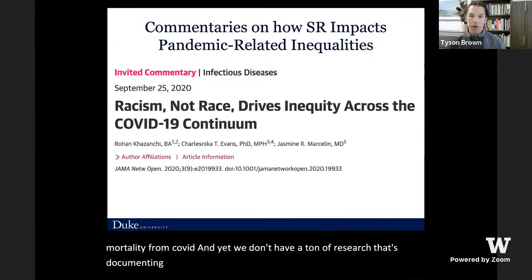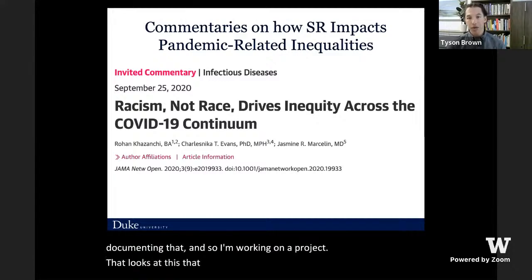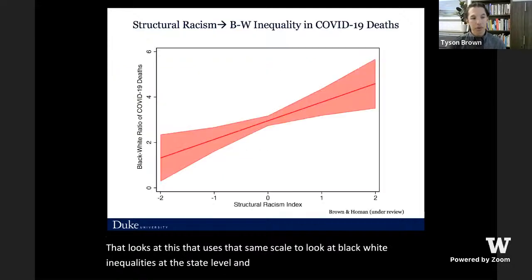And so I'm working on a project that looks at this, that uses that same scale to look at Black-white inequalities at the state level. And I'd like to show you some preliminary results.